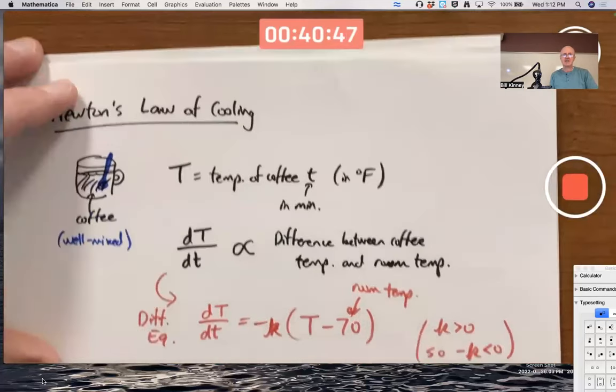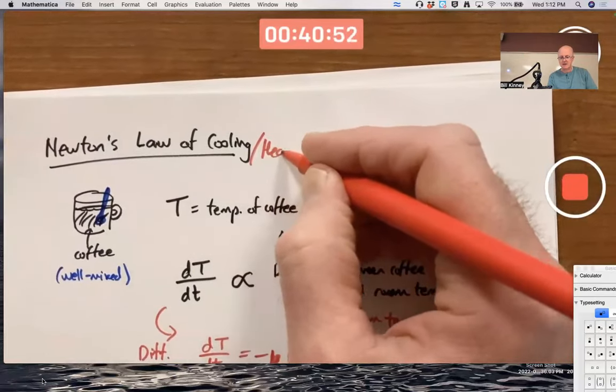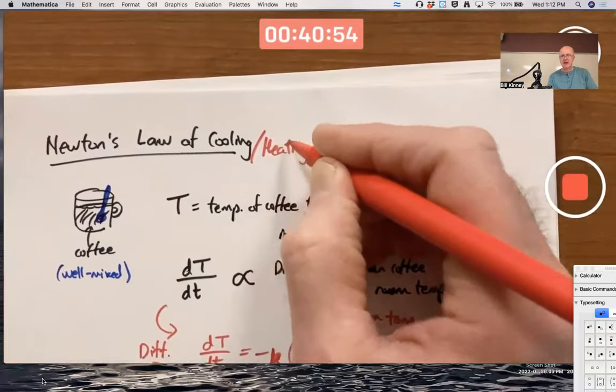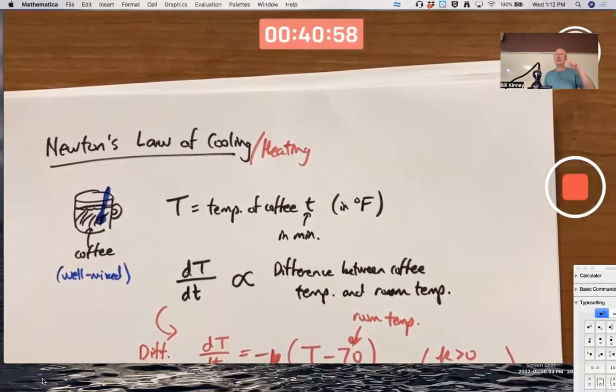This is actually not just Newton's law of cooling, but Newton's law of heating as well. Actually, the more official name that includes both cases, I believe, is Newton's law of heating and cooling. It applies to both situations.